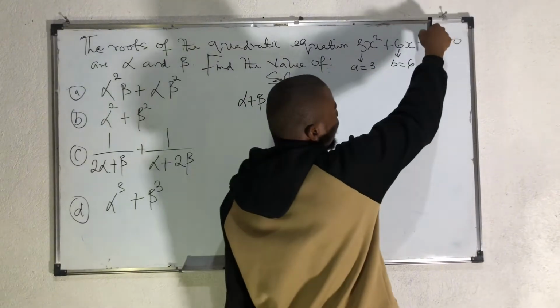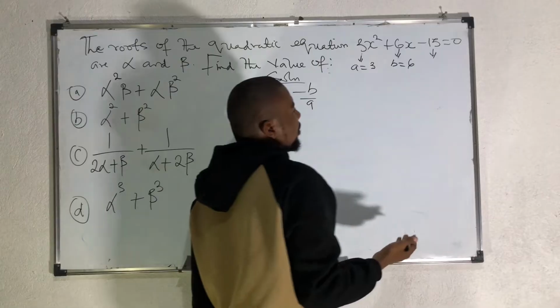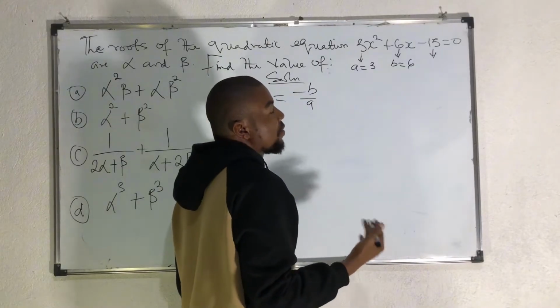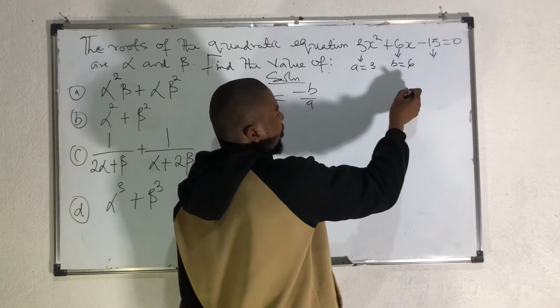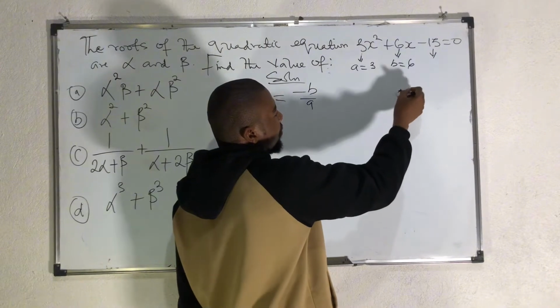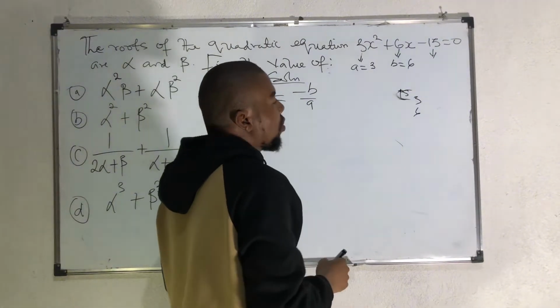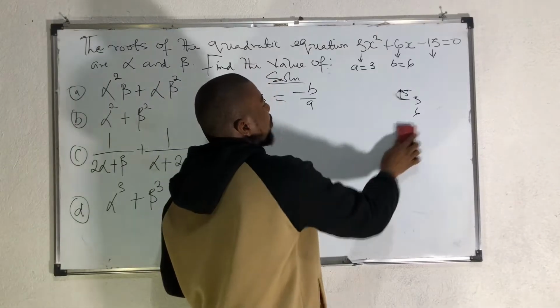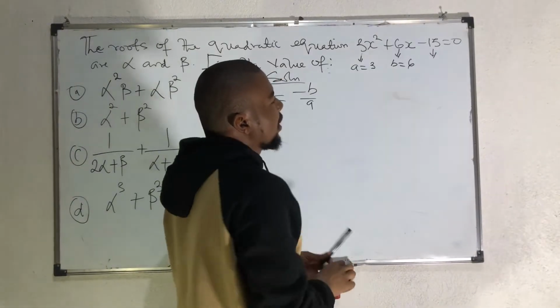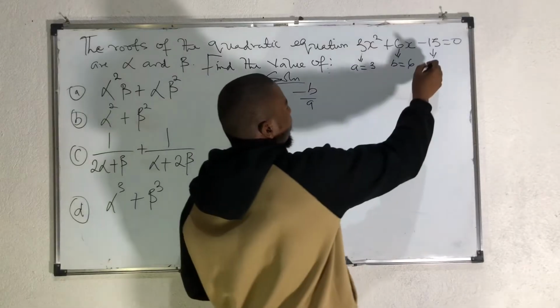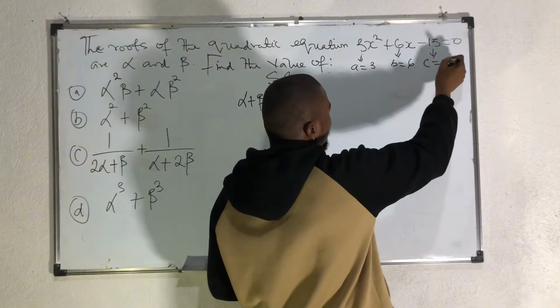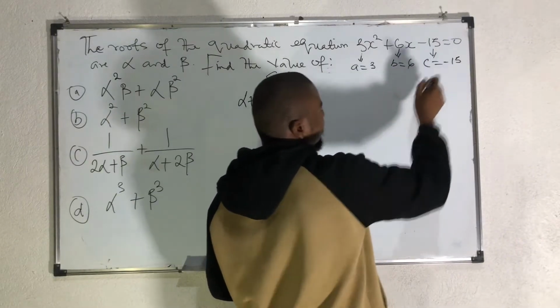And lastly, this is a constant term. A constant is just a number that does not have a variable attached to it. For example, if you have something like 15, 3, 6, they don't have any x or y attached to them. Therefore, they are called constants. In this case, our -15 is our c. Our c is now equal to -15.